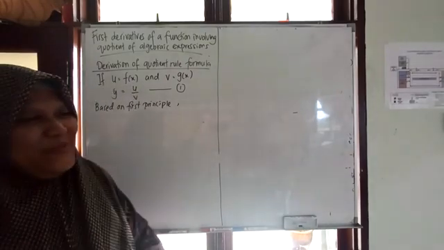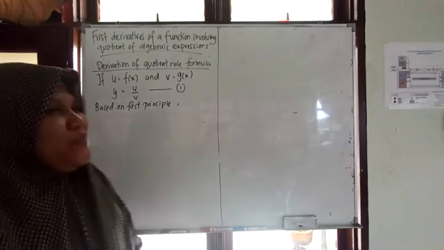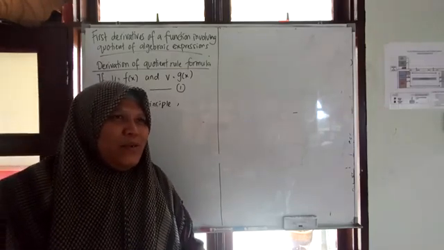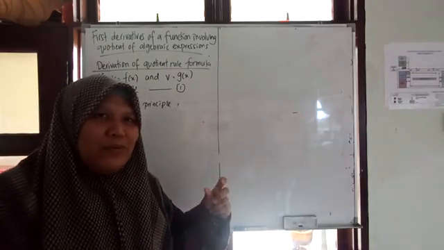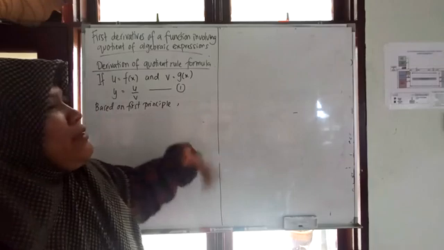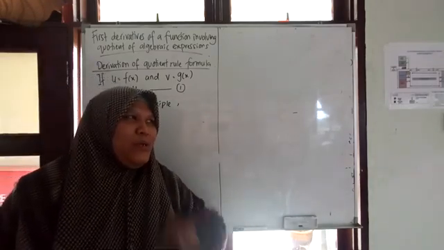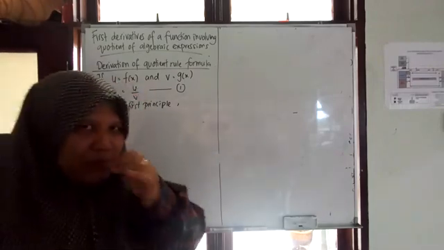So guys, for today's lesson, we are going to learn about the first derivative of a function involving a quotient of algebraic expressions. When we talk about quotient, we need to have our function in terms of a quotient. Before we learn how to apply the formula, we need to know how the formula is formed. So we need to derive the quotient rule formula.